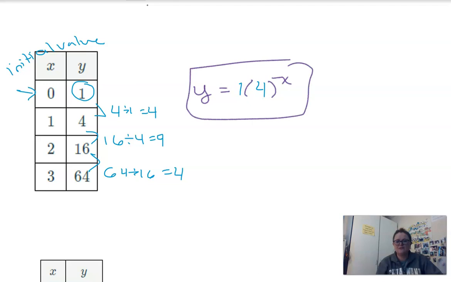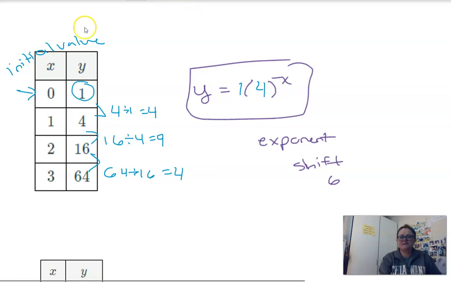If you haven't figured it out yet, the exponent in Delta Math is Shift 6 at the same time. Hold Shift and 6 at the same time. That's how you get the x in the exponent there.